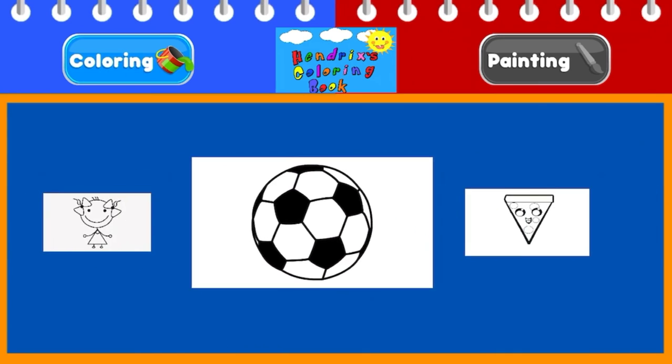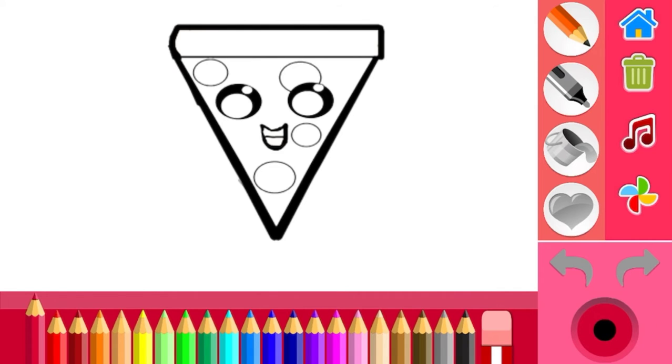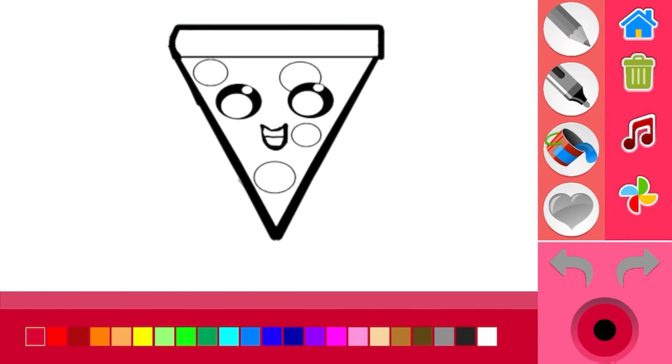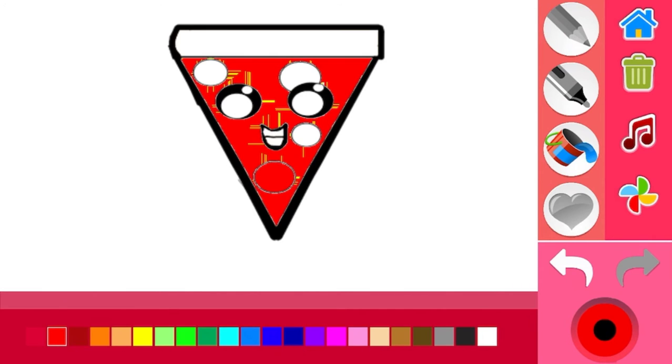Let's go to the pizza. Okay, let's do the paint can option. I'm gonna click on yellow. Click on red. Okay, so I also want to mention to you guys, if you see any of these lines, do not be alarmed. Sometimes these lines show up. If you keep coloring, they will disappear.